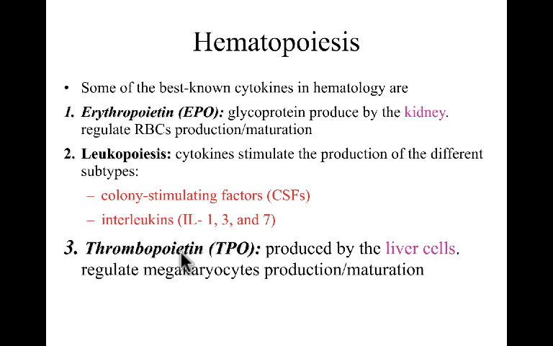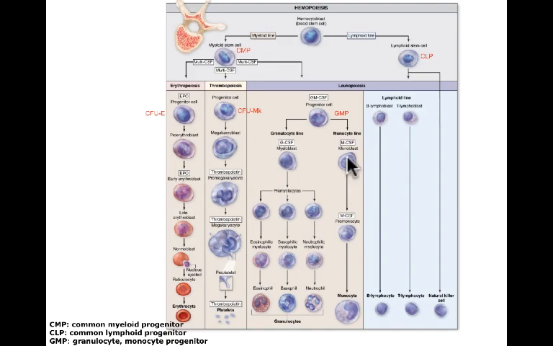When it comes to platelet formation, there is a cytokine called thrombopoietin. Thrombopoietin is produced by liver cells and tells the bone marrow to produce platelets. Probably some of you saw something like this in your anatomy course.